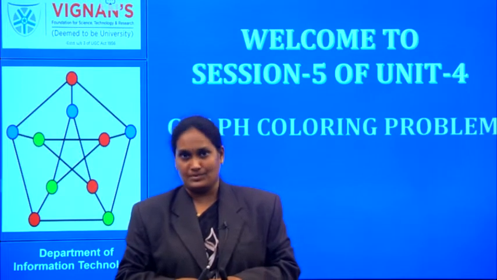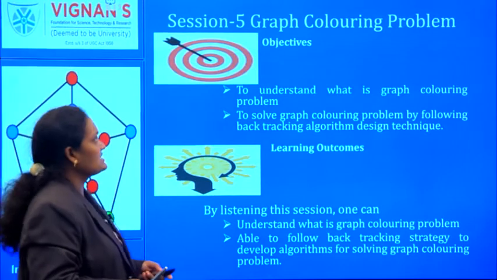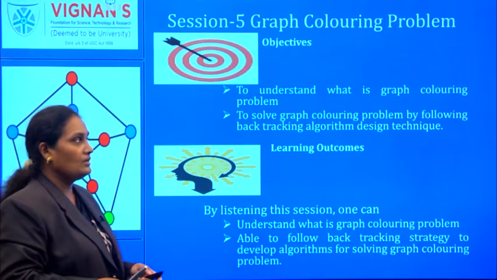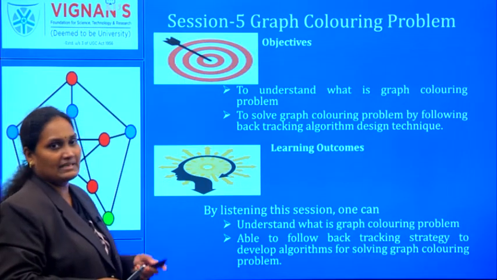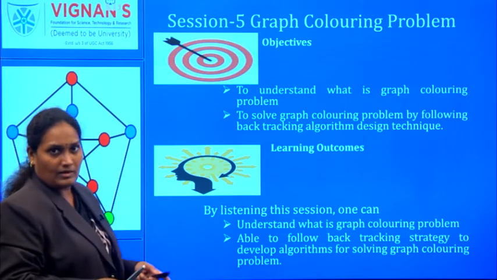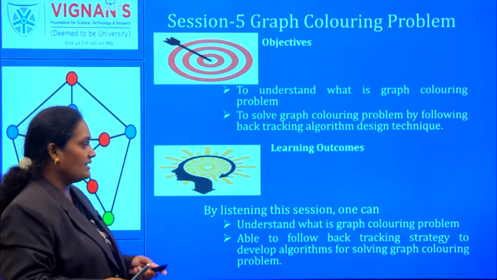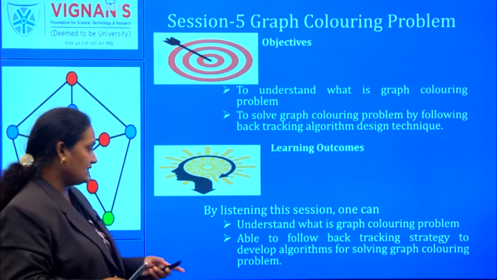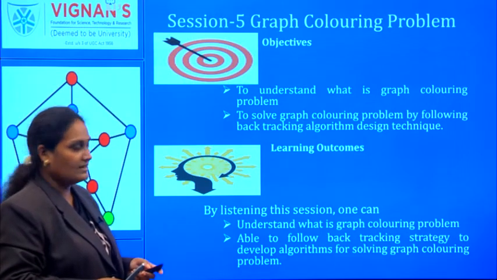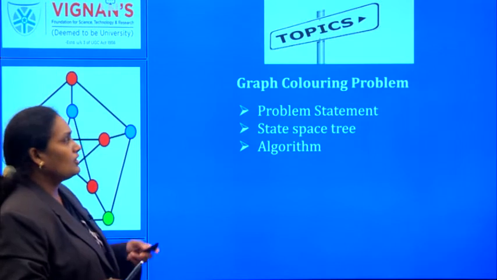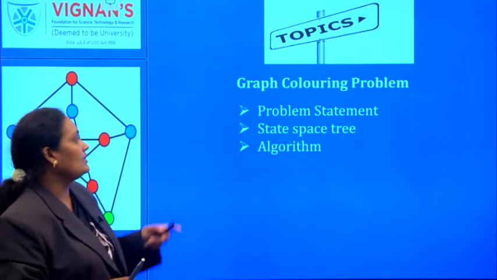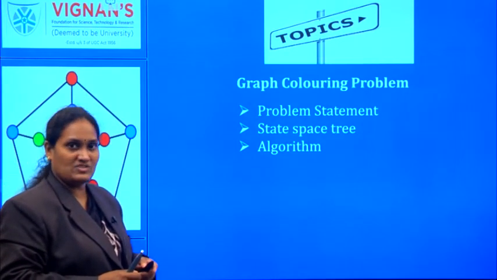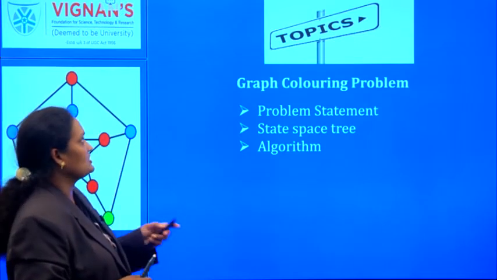but the graph coloring problem. Coming to the objectives of this session, the main objectives are to understand what is the graph coloring problem, and to solve the graph coloring problem by following the backtracking algorithm design strategy. The learning outcomes of this session are to understand what is the graph coloring problem and to be able to follow the backtracking strategy to develop algorithms for solving it. The topics that we are going to discuss are the problem statement, the state space tree, and the algorithm, which is developed based on the backtracking algorithm design strategy.